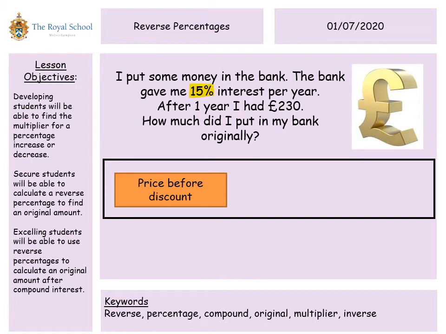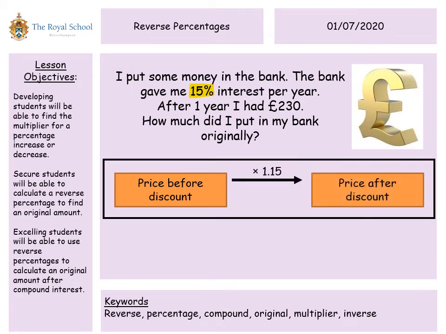So if you increase something by 15%, then you're going to get 115% at the end of it. So the multiplier for that's going to be 1.15. So this original amount that went into the bank has been times by 1.15 to get our end amount in the bank. It's not really a price after a discount here, but we're going to use the same box. This is going to be our bank account afterwards.